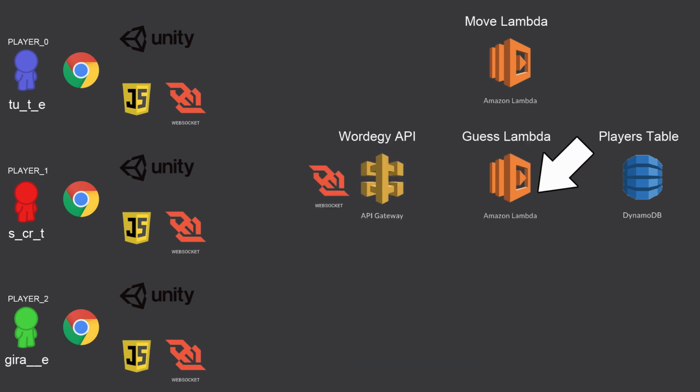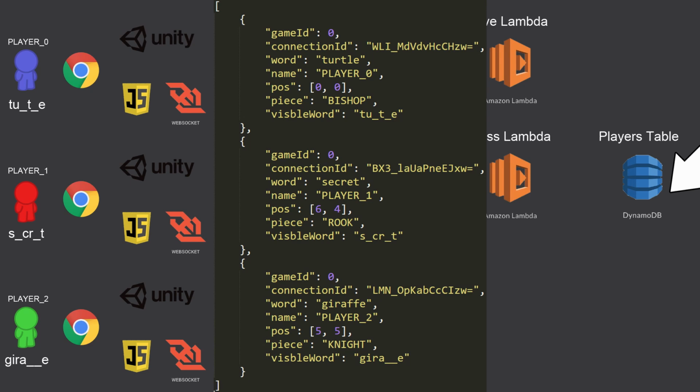For this example, we first query our Players DynamoDB table to get the data for all the players currently in the game. The response from DynamoDB will look something like this. Our Lambda then goes over this list of players and sees if any of the words match the guessed word.